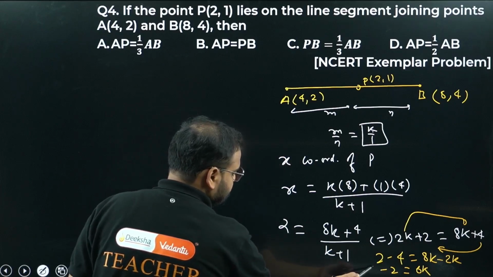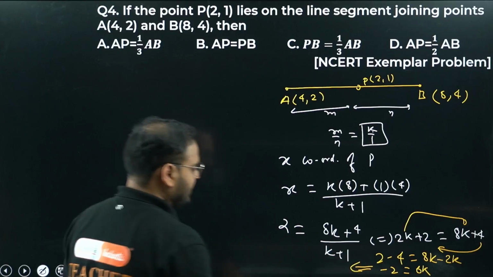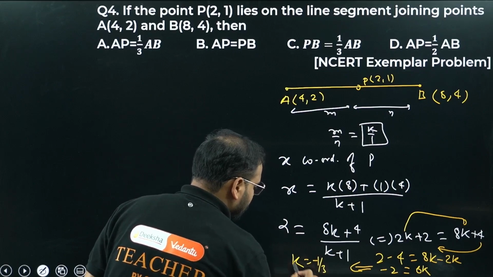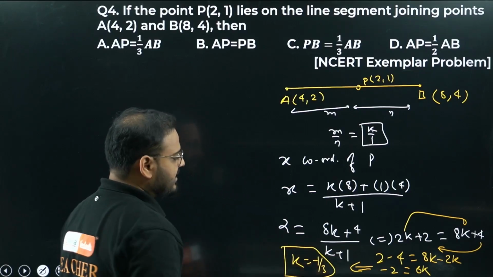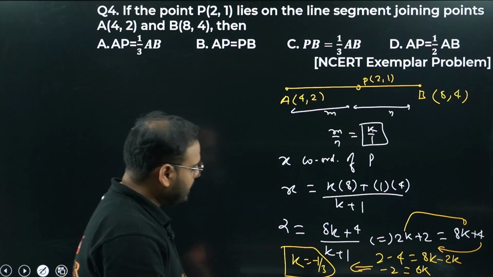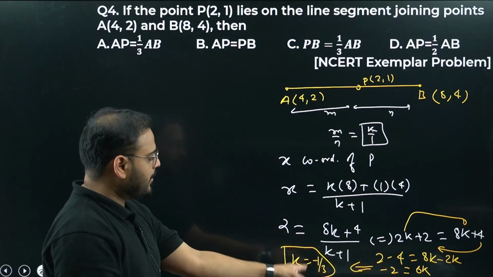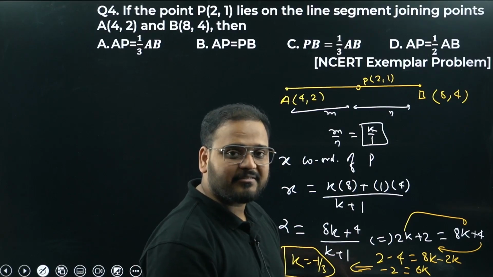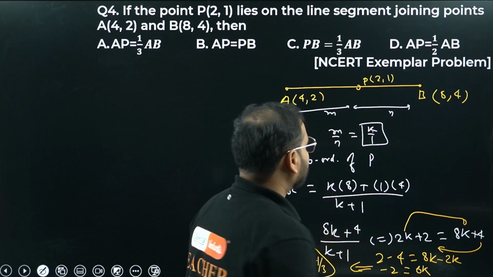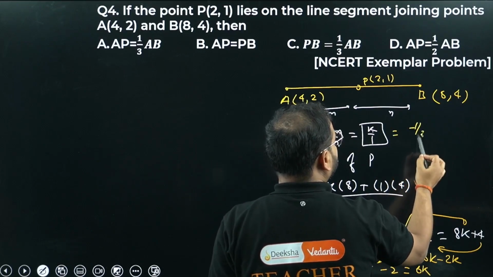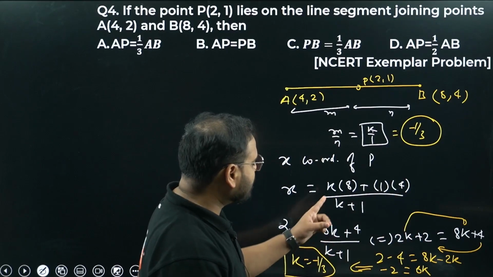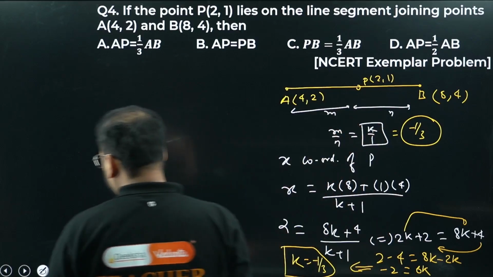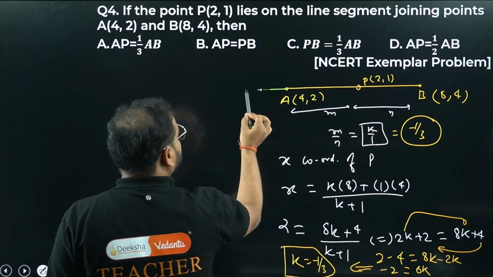Which means if I write this whole thing on this side, I'm going to get k as minus 1 by 3. Bring this 6 over here, so 2 by 6 will become 1 by 3, minus sign, so minus 1 by 3. What it means is, sir, k is a ratio. Why negative? Because this is minus 1 by 3. It means the ratio is actually not internal, it's external. Means this point P does not lie over here. Actually it lies on this side like that.